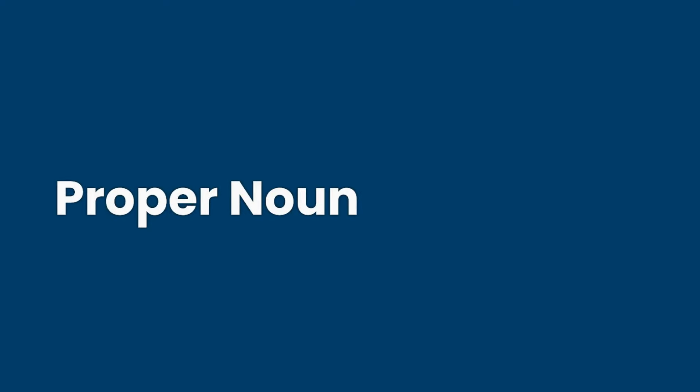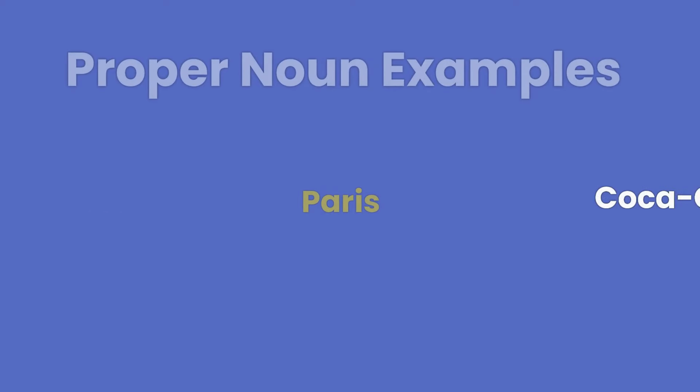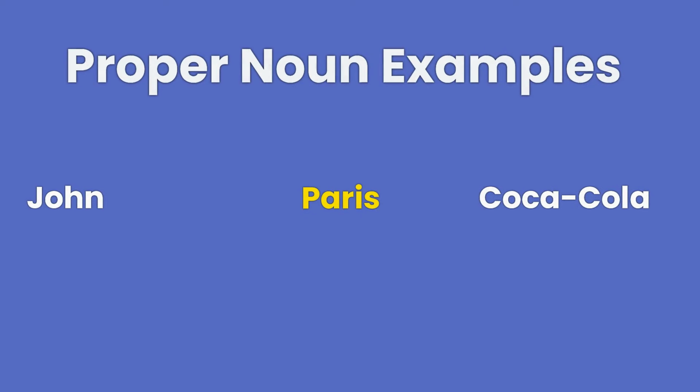The second type of noun is a proper noun. Proper nouns, unlike common nouns, refer to a specific person, place, or thing. They always begin with a capital letter. Examples of proper nouns include names of people like John, names of places like Paris, and names of things like Coca-Cola.